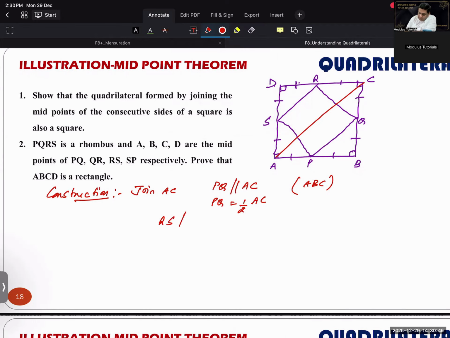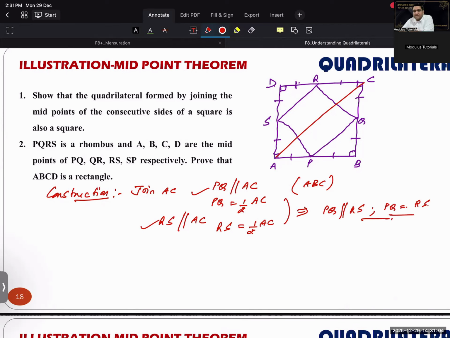Likewise, RS will also be parallel to AC and RS will also be half of AC. So from here, one thing is very clear: PQ is parallel to RS and PQ is equal to RS. Any objection? So when one pair of opposite sides is parallel and equal, we can claim that PQRS is a parallelogram. So guys, I hope so far so good. There is absolutely no problem. I hope this much is very, very clear. So we have established it's a parallelogram, right?